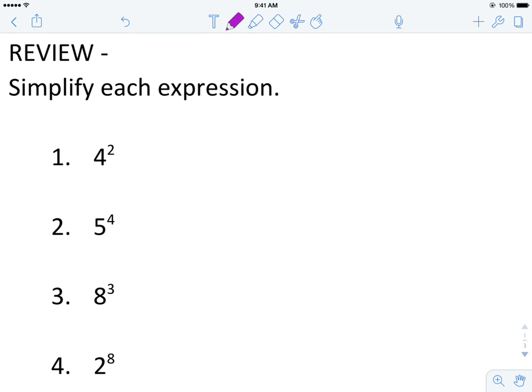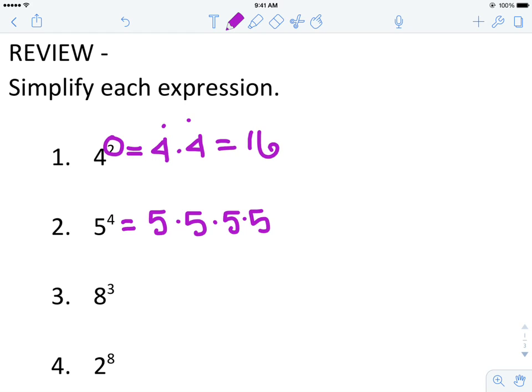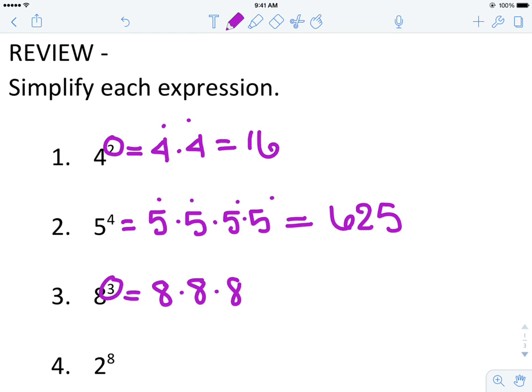So, 4 squared is the same thing as 4 times 4. The power tells us how many 4s there are. When we multiply them, we get 16. Then 5 to the 4th is the same thing as 5 times 5 times 5 times 5, 4 times: 1, 2, 3, 4. And when we multiply that out, or we plug it into our calculator, we are going to get 625. Then we have 8 to the 3rd, which is 8 times 8 times 8, 3 of them because of that power. And we find out that that is the same thing as 512.